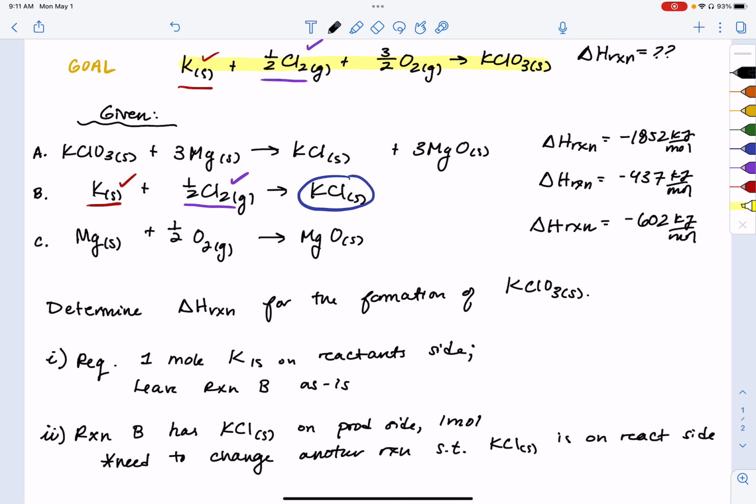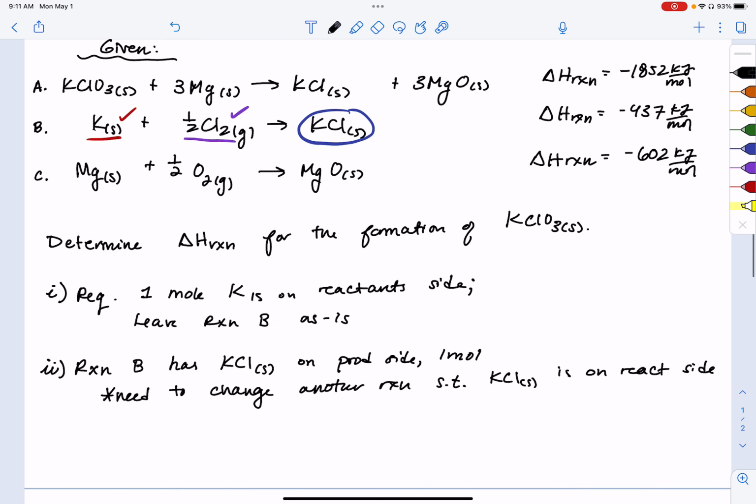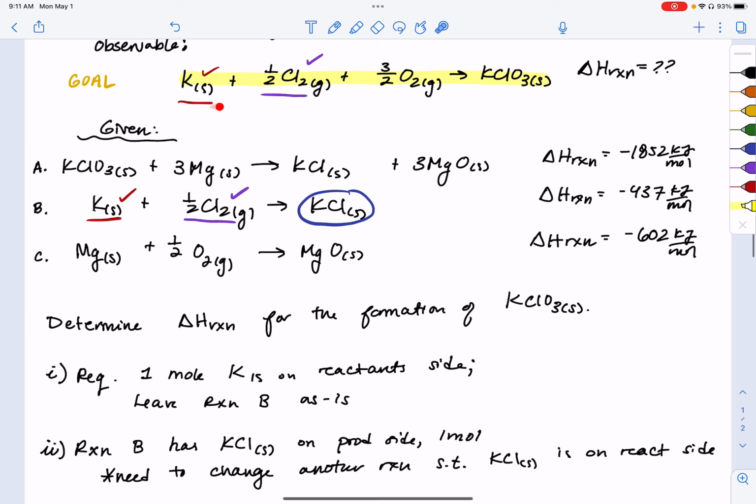So I need to find a reaction that has potassium chloride solid, and then I need to make sure that I have 1 mole of potassium chloride solid, not on the product side, but on the reactant side. Because again, I'm trying to flip or multiply or divide each of these reactions in a way that is suitable so that I can get the reaction that I want. And since my reaction that I want doesn't have KCl, I need to get rid of this 1 mole of KCl on the product side.